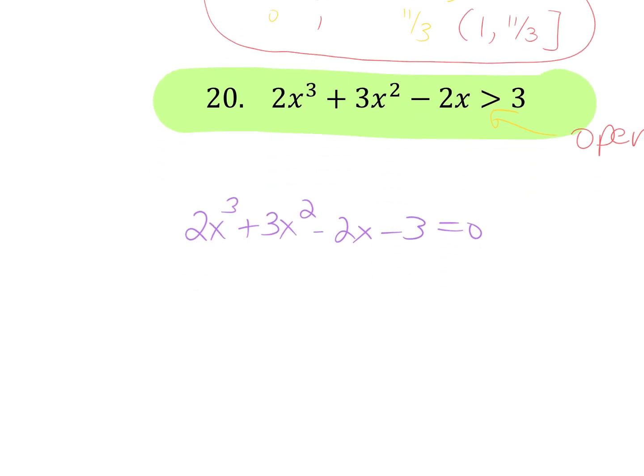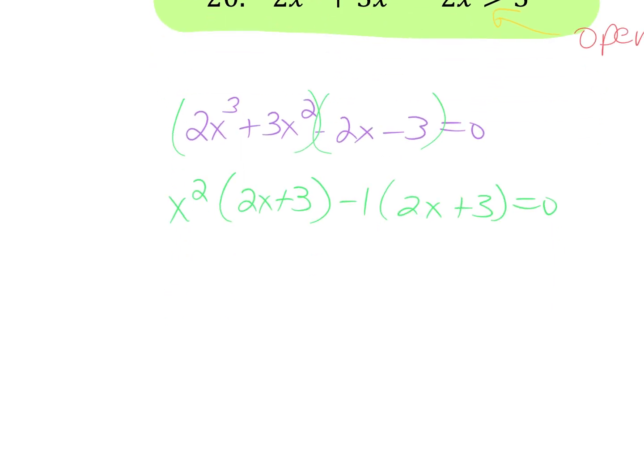Can I group this? Yep. What can I take out of the first two? X squared, good. I'm left with 2x plus 3. What can I take out of the second two? Good, negative 1 becomes 2x plus 3. So I have 2x plus 3 just the one time.